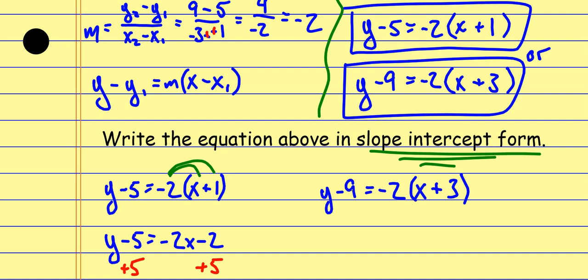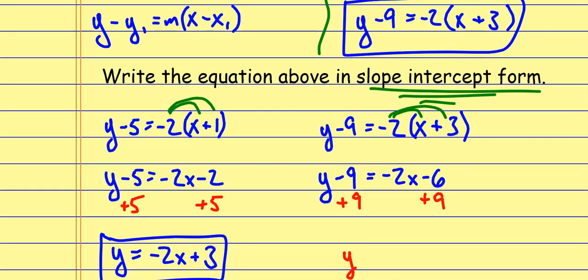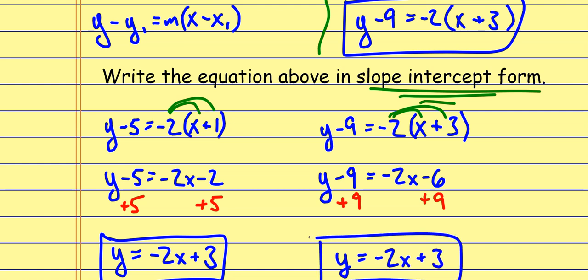If I want to put this thing in slope-intercept form, it's still the same 2 steps. I still have to distribute. So that's y minus 9 equals -2x minus 6. And now I have to add the 9 to each side. And so what I end up with is y equals, in blue, of course, red. That's crazy talk, right? Y equals a -2x plus 3. And if you look, I got the same equation when I used the other version, right?